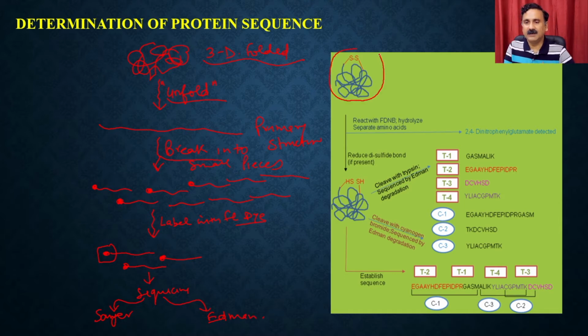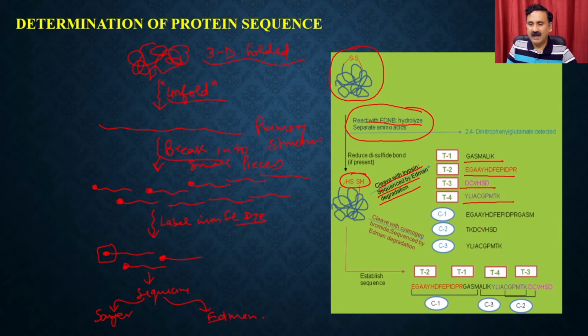First you start with the 3D folded structure, then you make it unfold. You use different types of treatments, like reacting with FDNB and so on, so that it breaks the disulfide linkages. Once it adopts the primary structure, you degrade it with different chemicals or enzymes, and that is how you get small fragments. Once you have these small fragments, you can do the sequencing, and once the sequencing is over, you can put these blocks together. That sequencing you can do by either the Edman degradation method or the Sanger sequencing method. So let's understand.